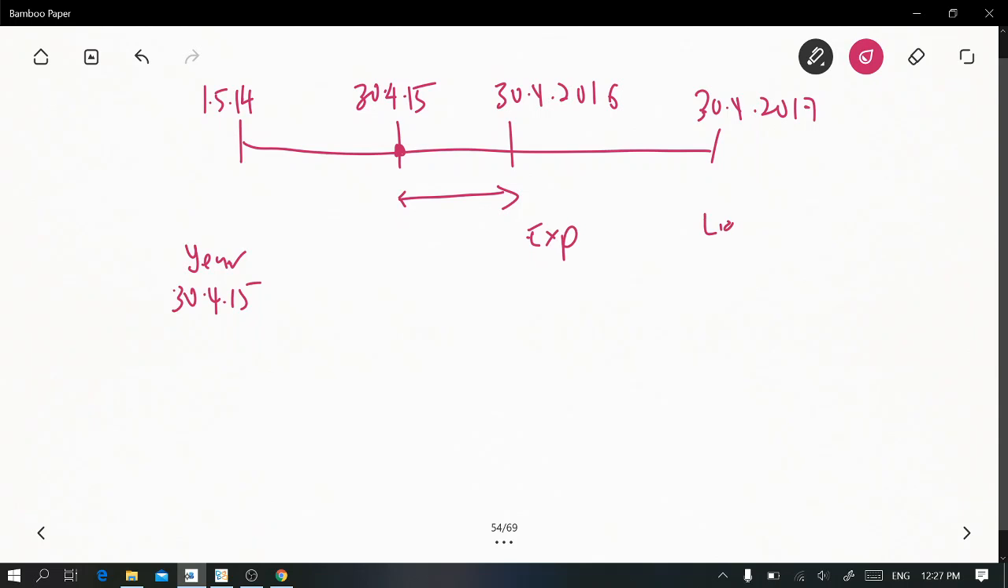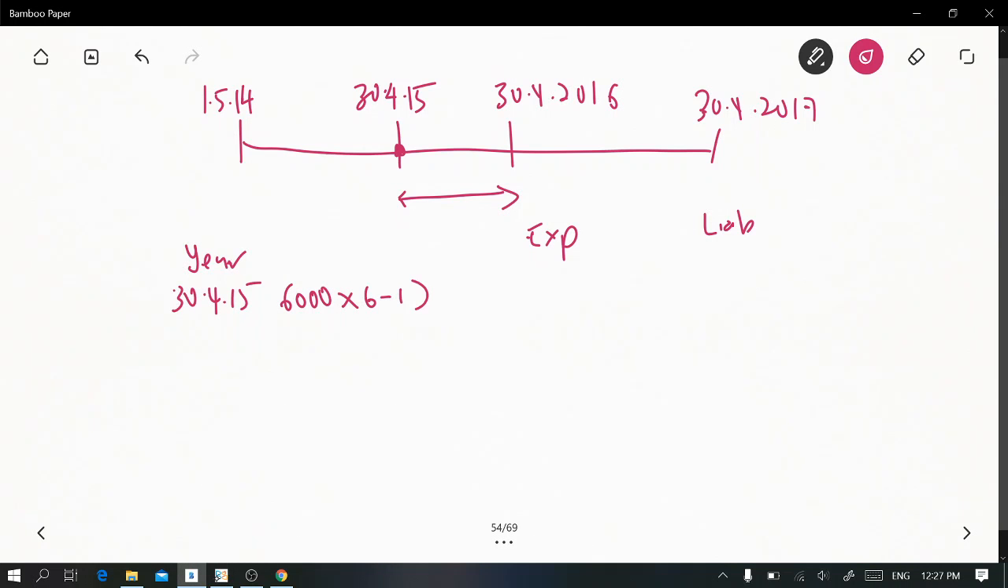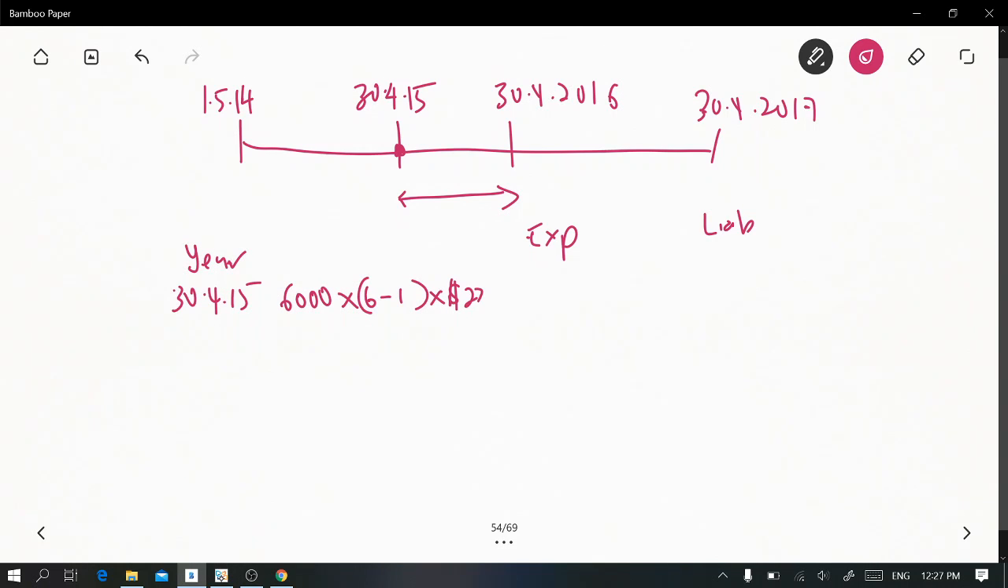expenses and liability. 6,000 shares will be issued to how many directors? 6, but 1 is expected to leave, so we expect only 5 directors, 6,000 shares each, and the value of each share is 225. And do not forget to take 1 divided by 3. 5 times 6,000 times 225, the granted value, divided by 3, so 2250. Liability 225, increase expenses 225. This is last year.